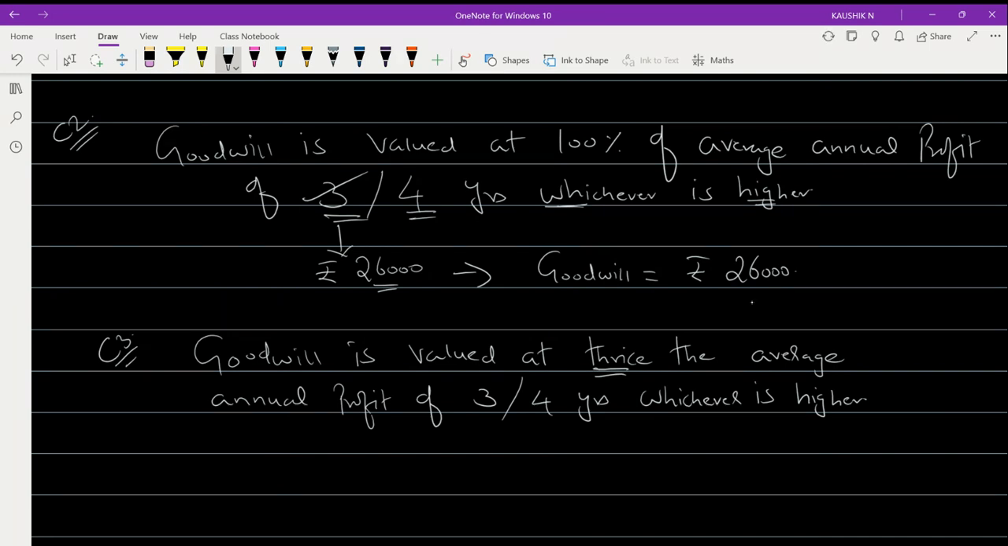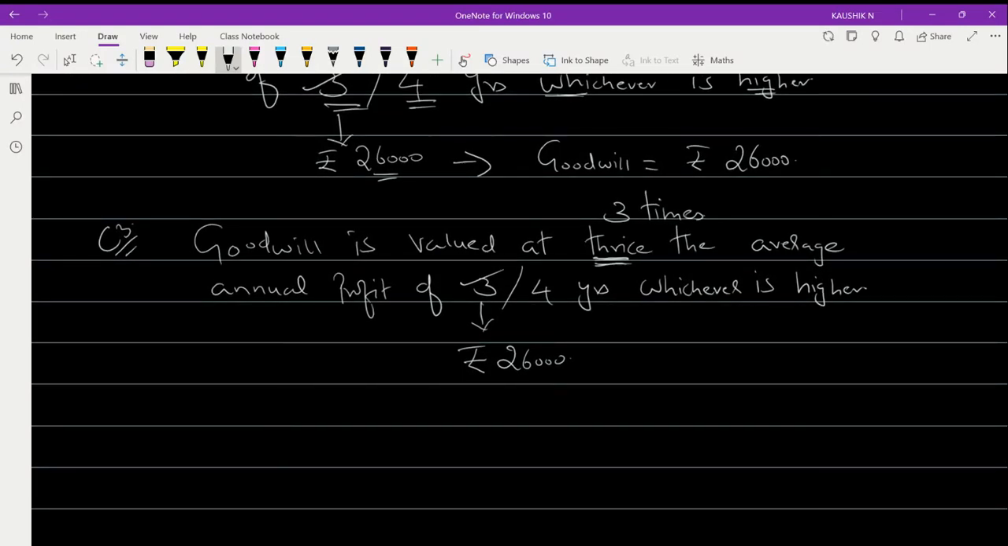Now tell me which year profits were higher as per the question. 3 years or 4 years? 3 years. The value you got for 3 years was rupees 26,000, right? Yes, 26,000. And the meaning of thrice is nothing but 3 times. Thrice means three times.